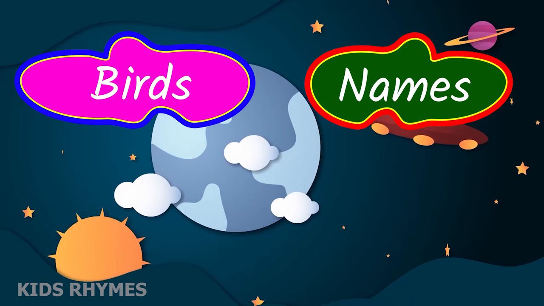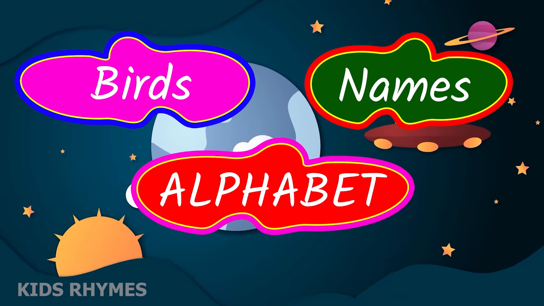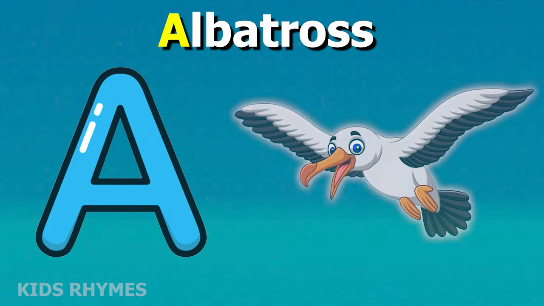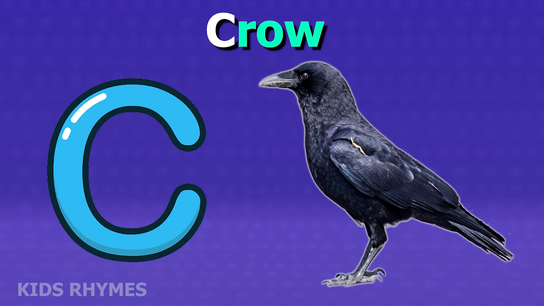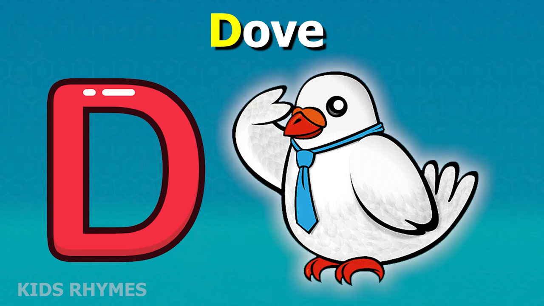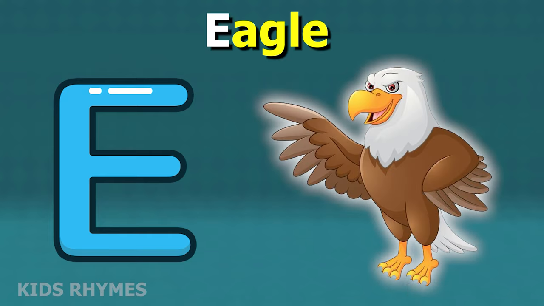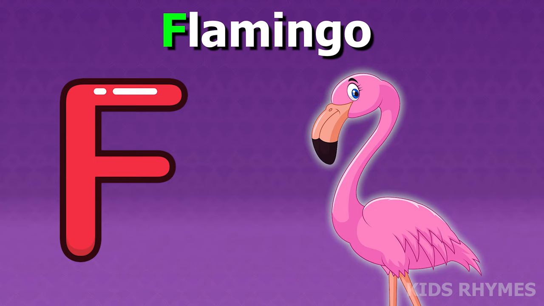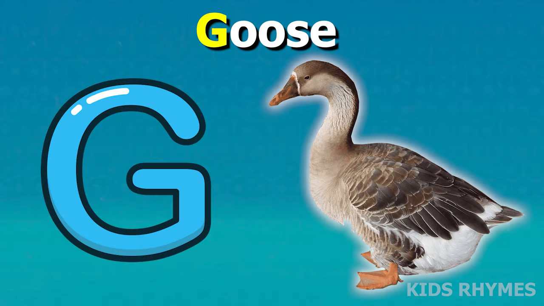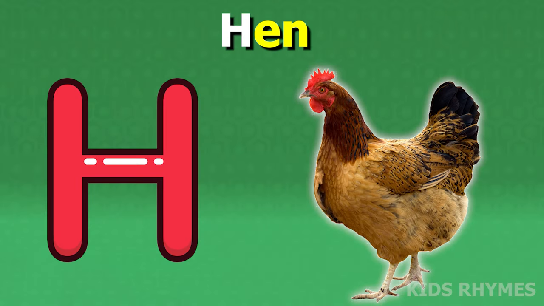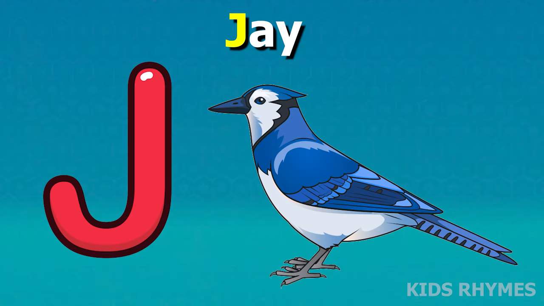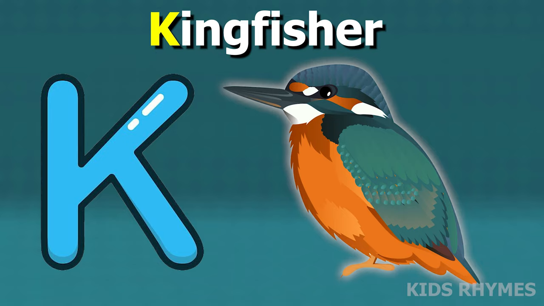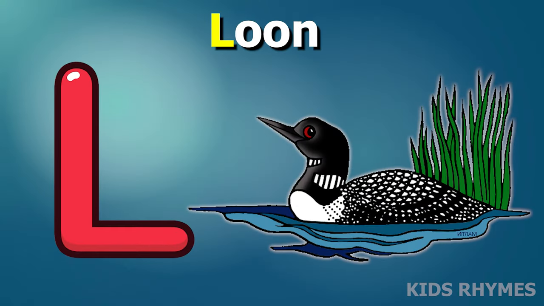Bird's name according to alphabet. A for albatross, B for blue jay, C for crow, D for dove. E for eagle, F for flamingo, G for goose, H for hen, I for ibis, J for jay, K for kingfisher, L for loon.